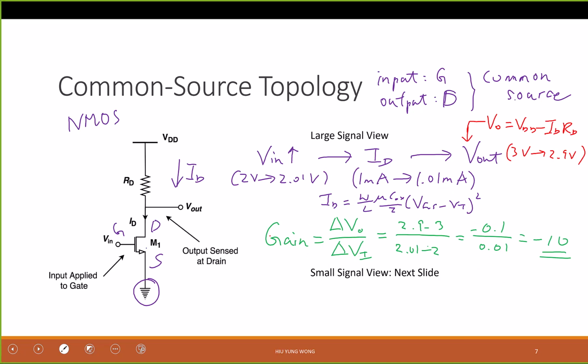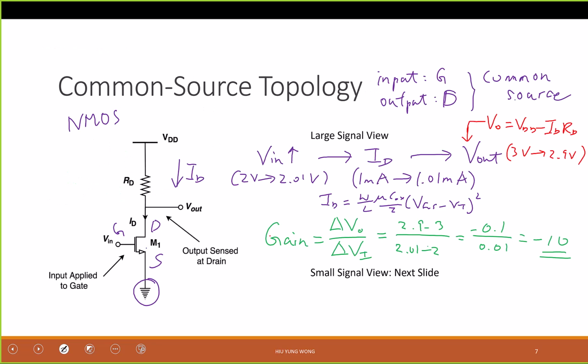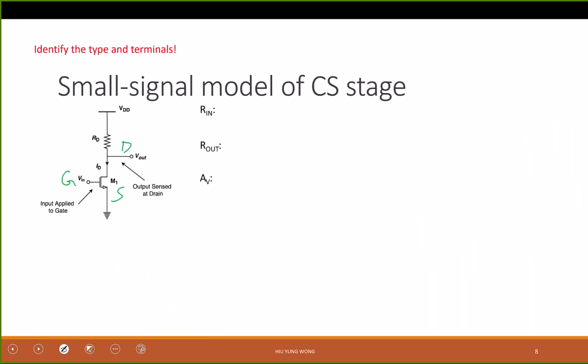So this is an overview. I hope that whenever you have a new circuit, you will try to understand it from this perspective. Now our goal is to use small signal to find all the quantities we are interested in. This is the same circuit I showed you: this is the gate, this is the drain, this is the source. Now we cannot just use the hand-waving way. It is very useful intuitively, but now we want to do it rigorously. So what should we do?